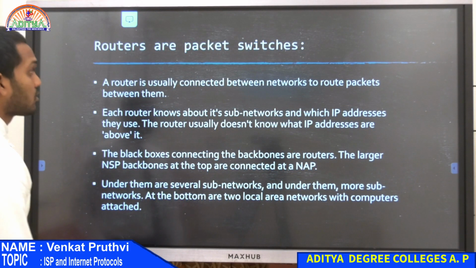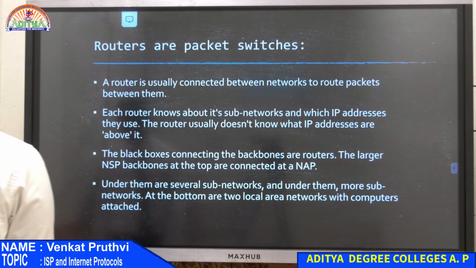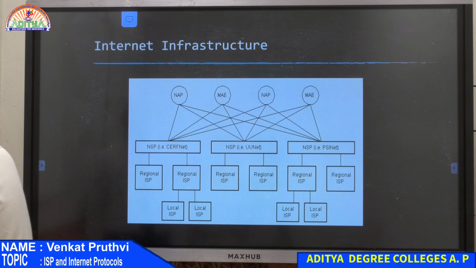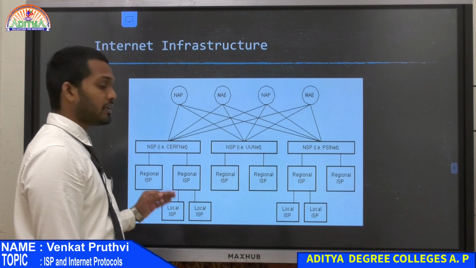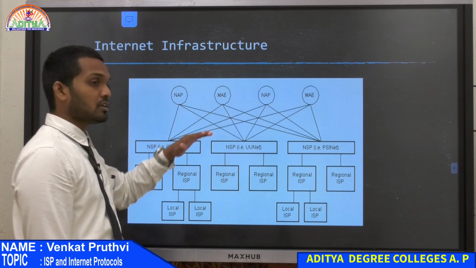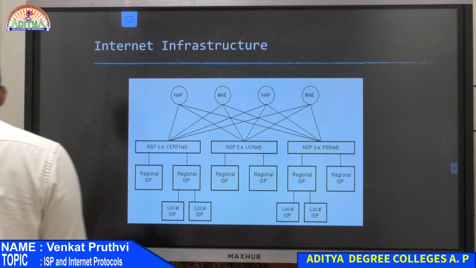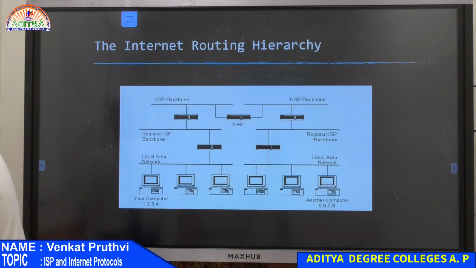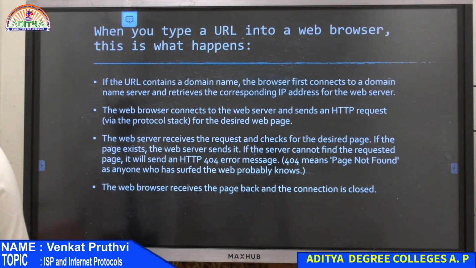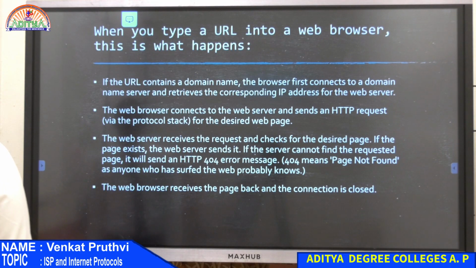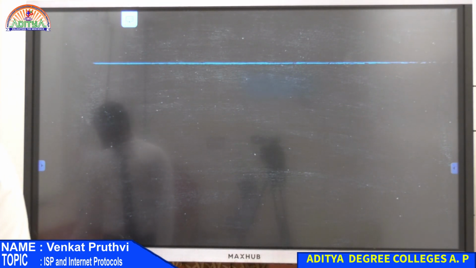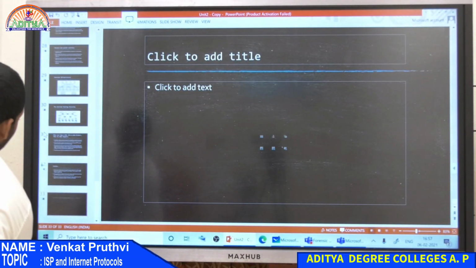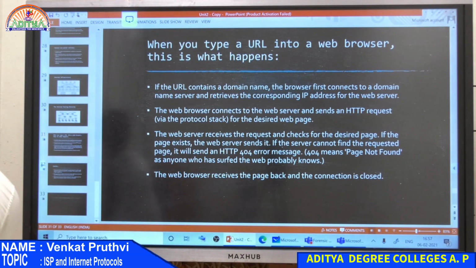And then we saw what routers and packet switches are. After that, we discussed the internet infrastructure, the role of the ISP, internet service provider, at the local level, and who is managing at the top. We have seen all of that, and then the internet routing hierarchy. After that, when you type a URL in the web browser, what happens? We have discussed that, and with that we have come to the end of the second unit.